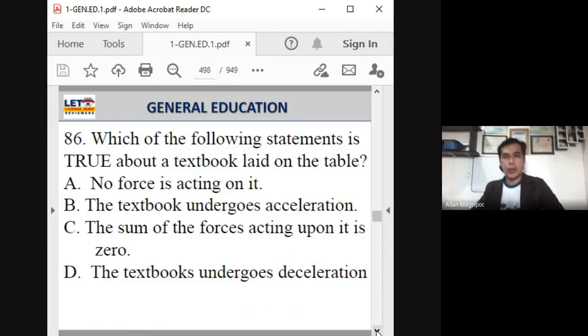Okay, science naman. Which of the following statements is true about a textbook laid on the table? Imagine a table, imagine a book laid on a table. Which of these statements is applicable?